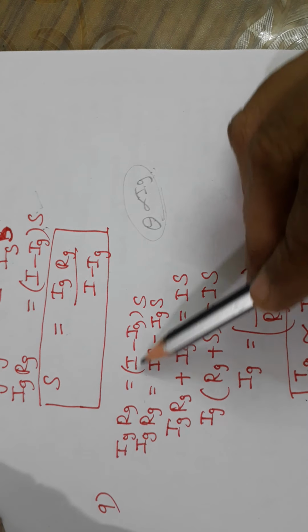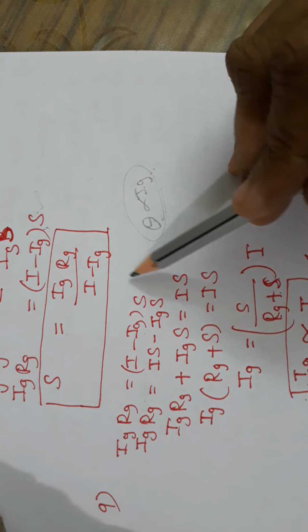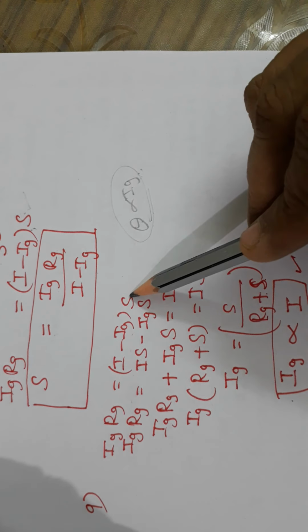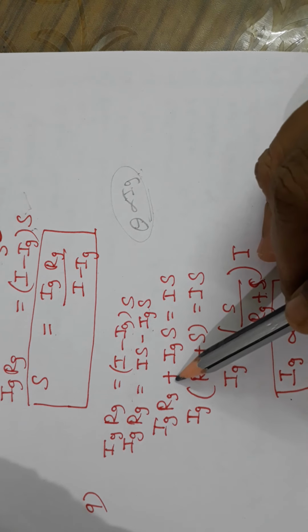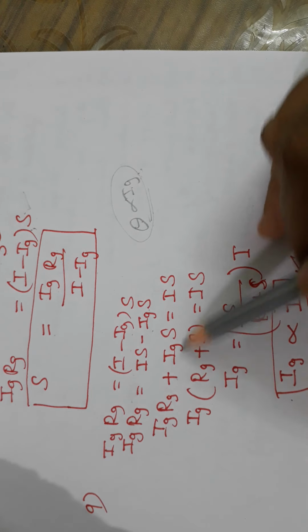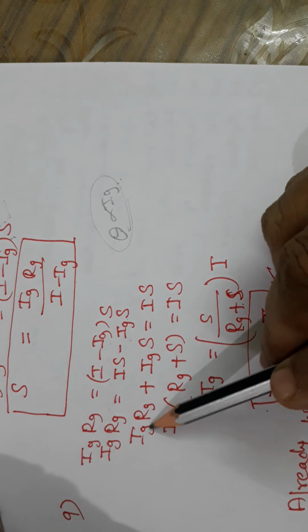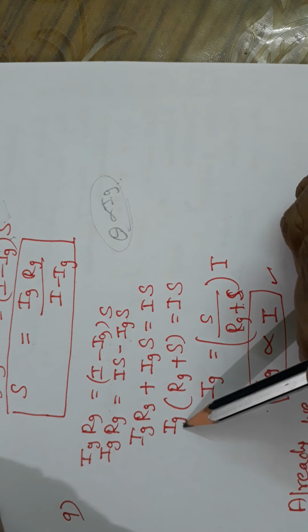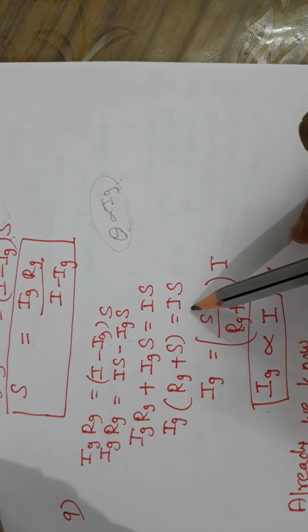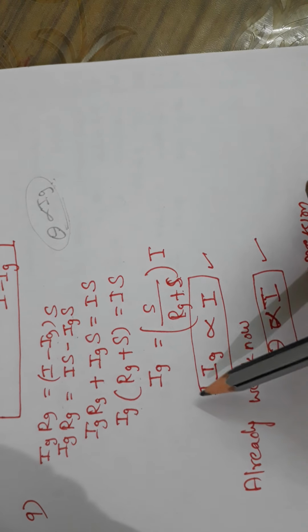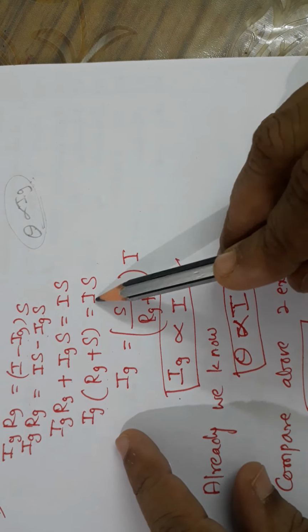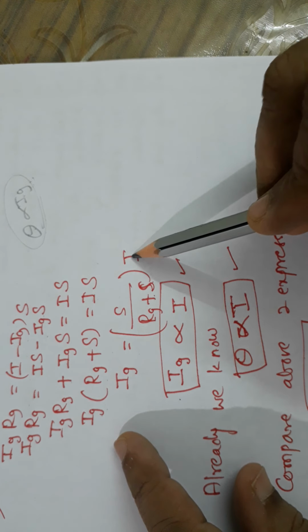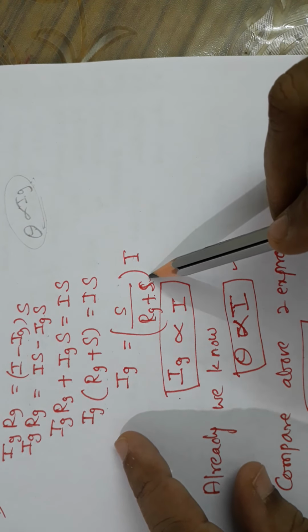Ig Rg is equal to (I minus Ig) into S. You remove the bracket and bring this I minus Ig S to the left side. If you rearrange this, taking Ig out commonly, you will get Ig into (Rg plus S) is equal to I S. From this, if you find out Ig, what you will get? Ig is equal to I S by Rg plus S.